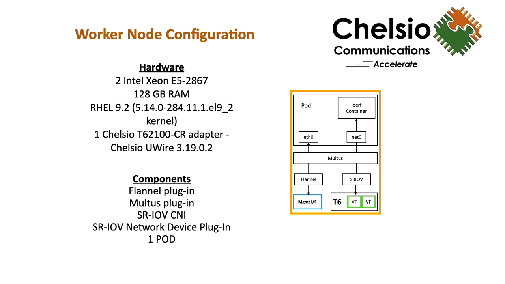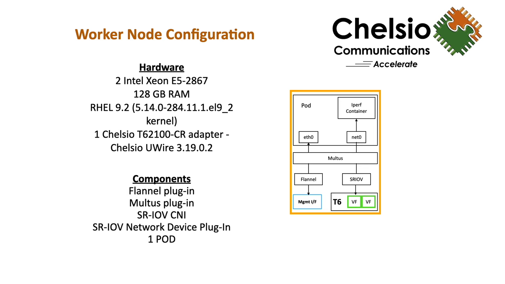The worker nodes are running two Xeon E5 2567 processors with 128 gigabytes of RAM. They are also running RHEL 9.2 with the 5.14 kernel. As mentioned previously, the nodes have the Chelsio T6100 CR adapter in each, using the Chelsio Unified Wire Driver Kit version 3.19.0.2. In order to implement this solution, several Kubernetes plugins are required.